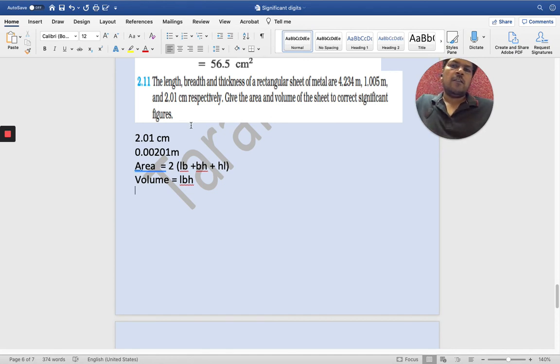Next thing, whenever you are giving your answer, be careful that you have to follow the lowest number of significant digits. And here you can say that 2.01 contains only 3 significant digits. That is why you can find your answer only up to 3 digits. And these are the rules.